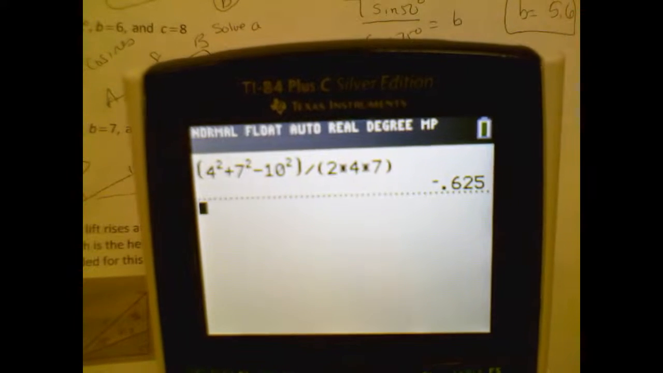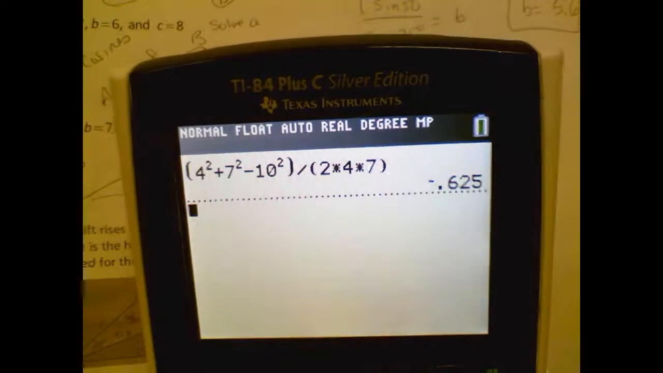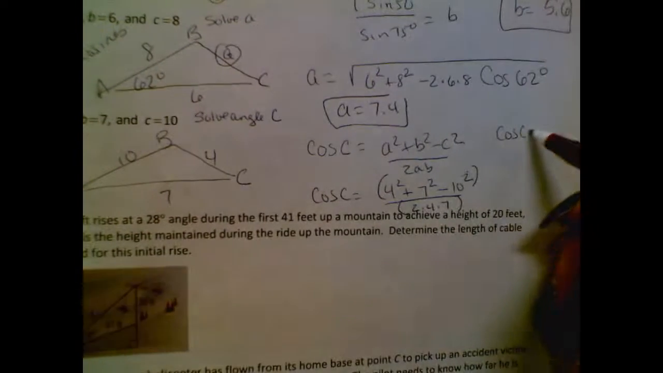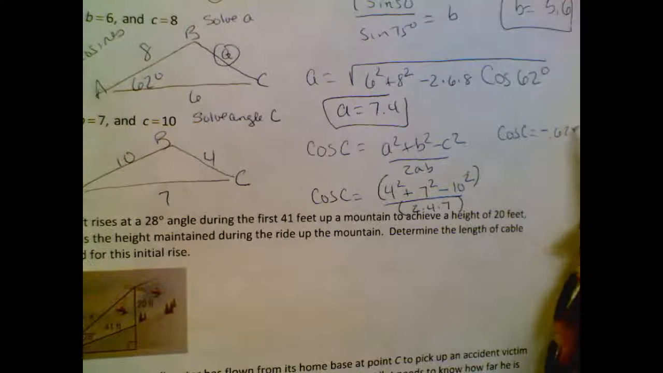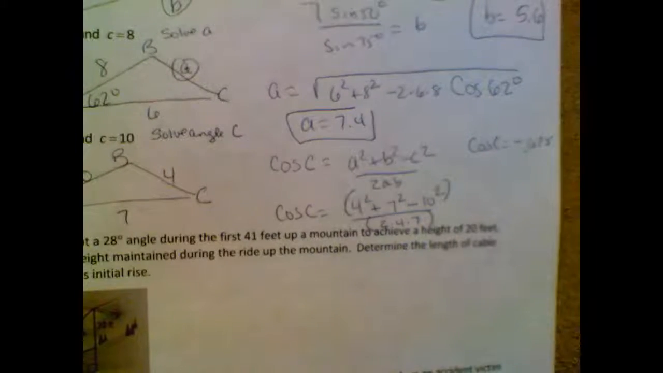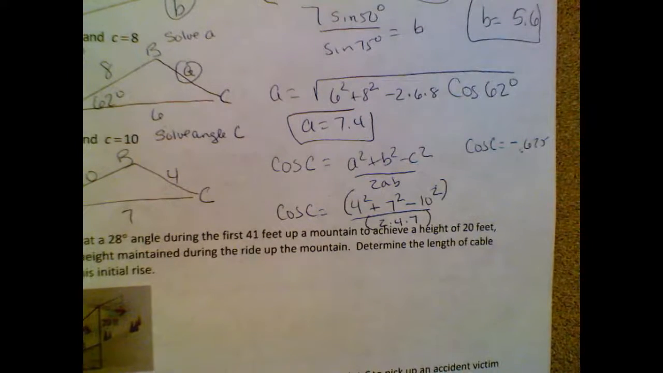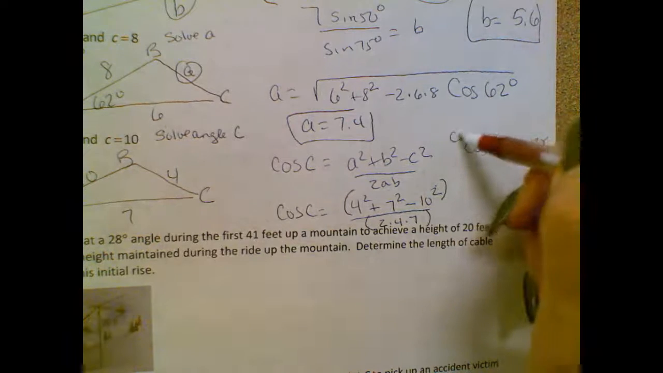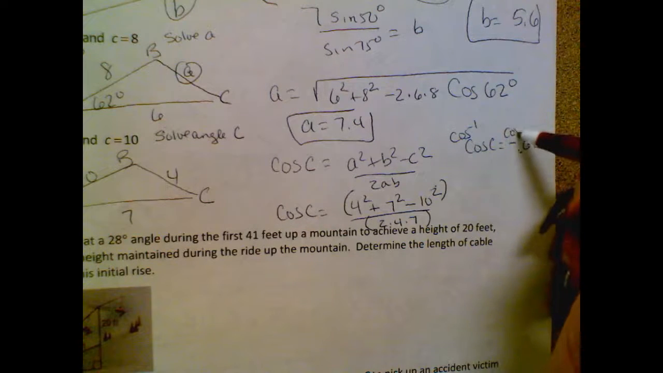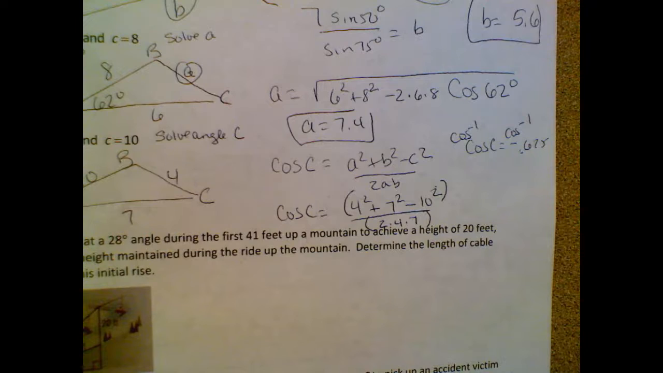Did you guys get that decimal? That is not an angle, right? But that's the value of the cosine, so let me write that down. Right now we have cosine C equals negative 0.625. What do I do to get rid of the word cos? Cos inverse. Whenever you're finding an angle, you have to do cos inverse.